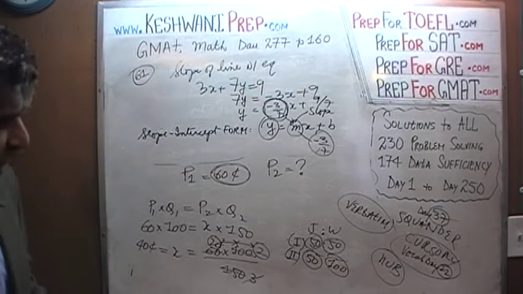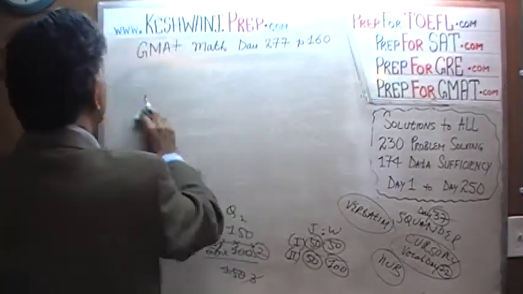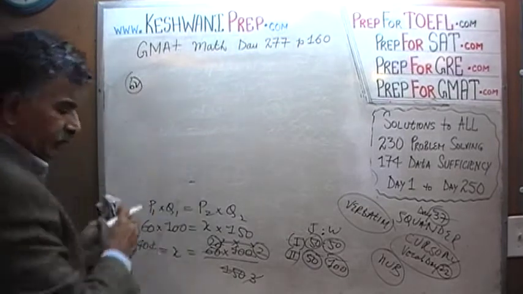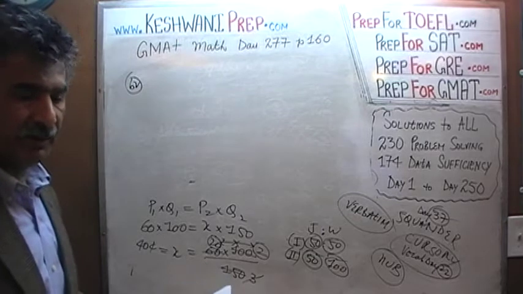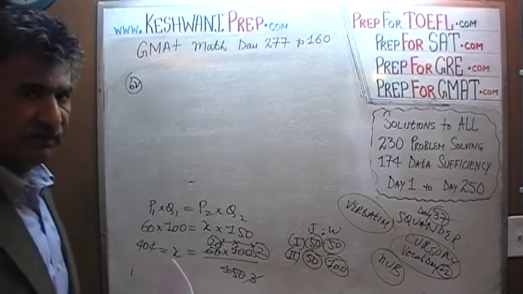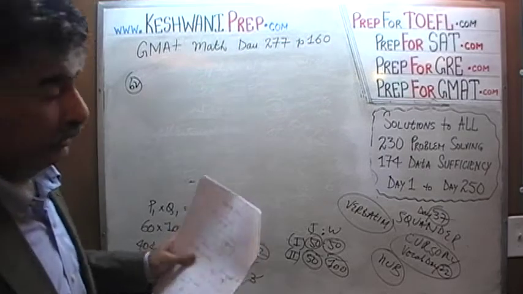Let's go to the next one, number 62. In number 62, we have a parallelogram. Again, a question on a very basic, elementary concept of geometry. You just have to know it, that's all. And if you don't know it, then you're done.